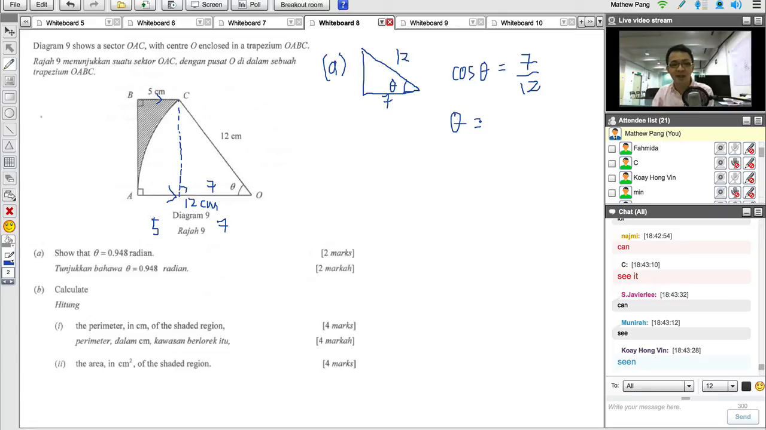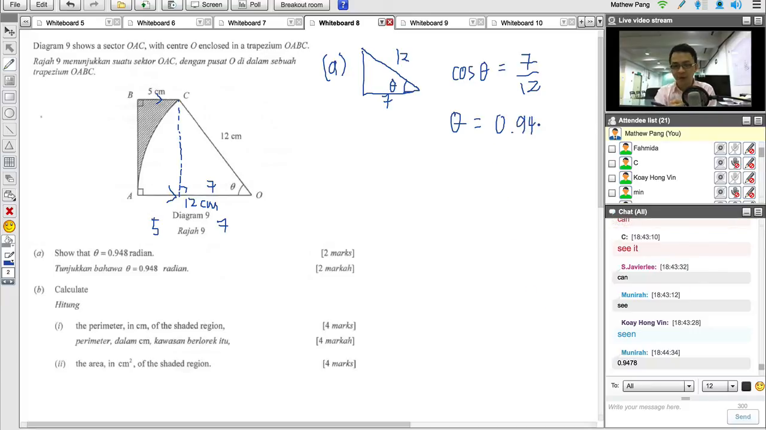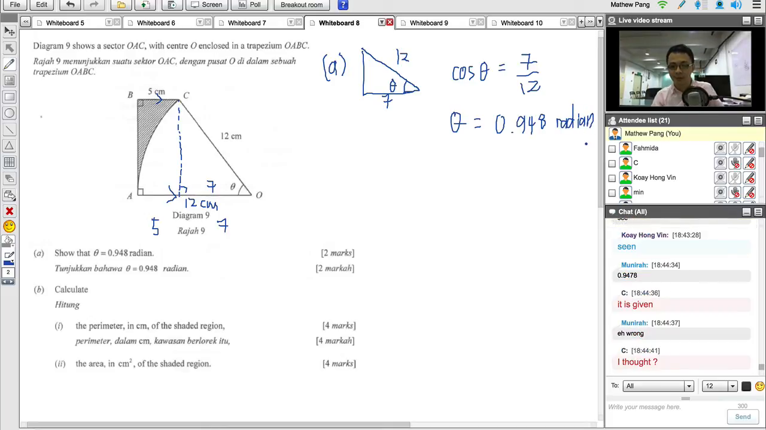Then I will press shift cos 7 over 12. Yep, I got 0.948 radian. Alright. Any mistake here?